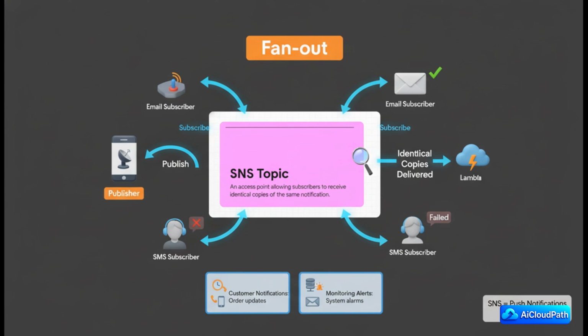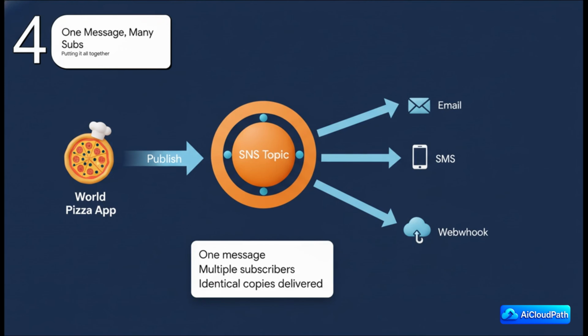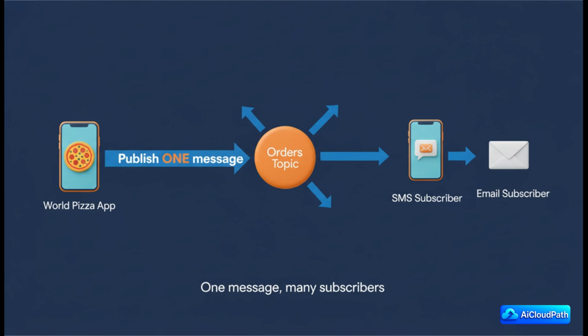It's that simple. Okay, so we've got our key players, right? We have the publisher, the subscriber, and the topic that connects them without them ever meeting. Let's see how this all comes together in a delicious real-world scenario. And here it is. This is the magic. Our World Pizza app publishes just one single message, your pizza is on the way, to an SNS topic that we've called orders. Instantly, that one message is fanned out to everyone who's subscribed.